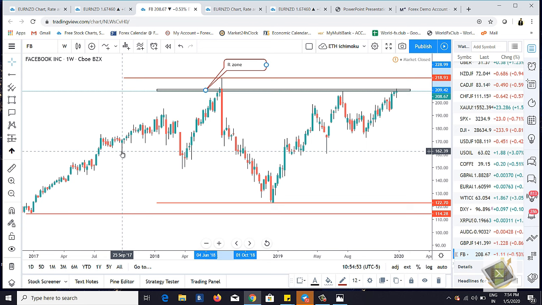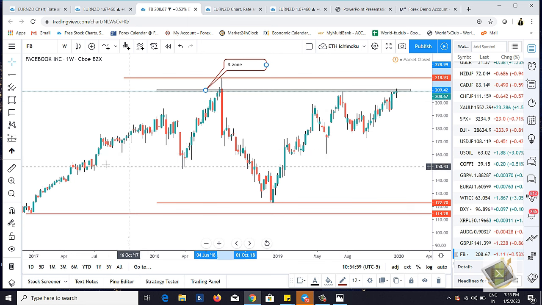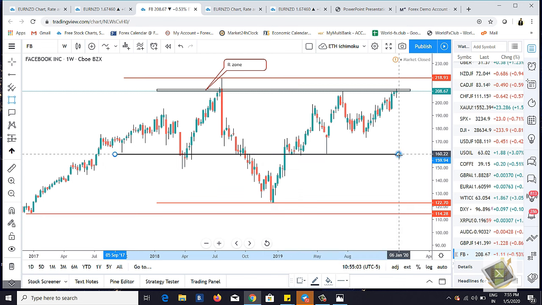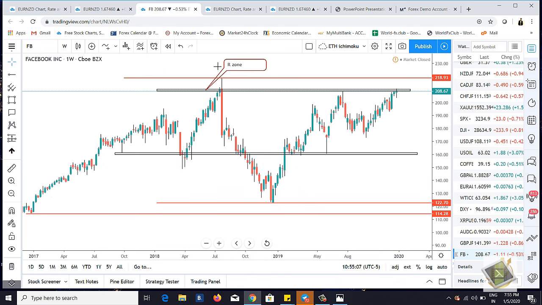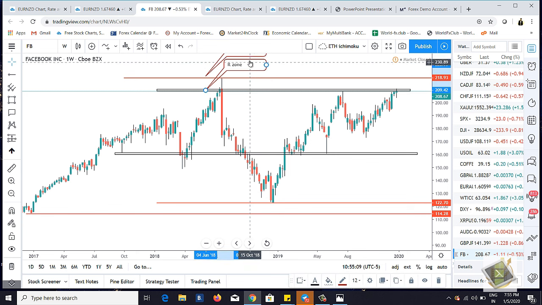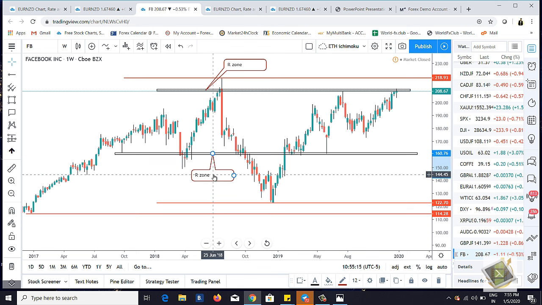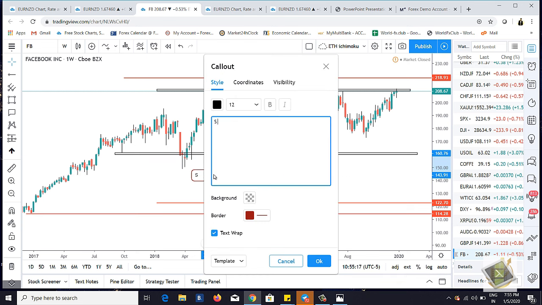And you can call this area a demand zone or a support zone. Price rejected this level and went up, price rejected this level and went up. So I think this can be a good area of support. So I will mark this support.